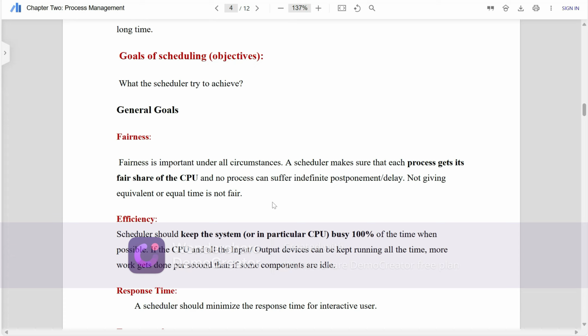Not giving equal or unequal time is not fair. That means the resources of the computer should be shared equally. That is the goal of scheduling.